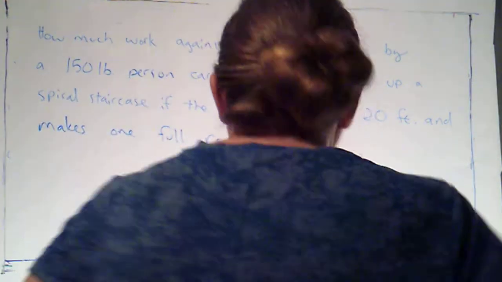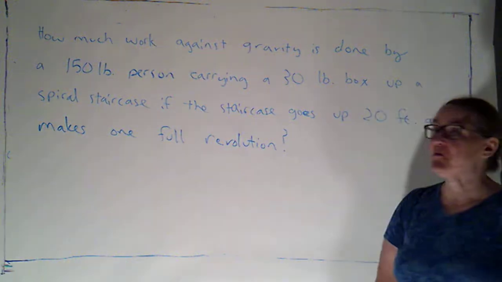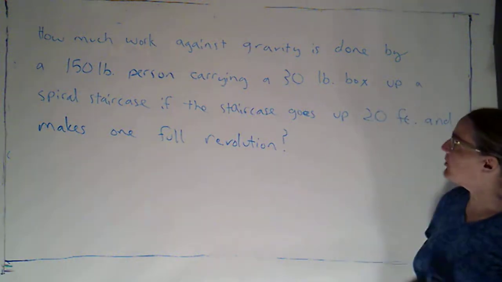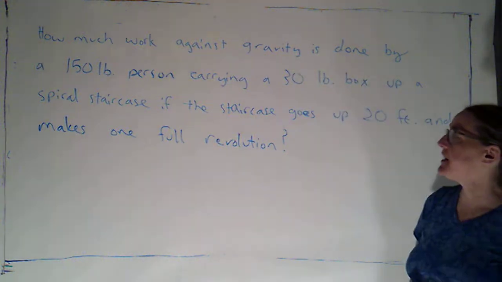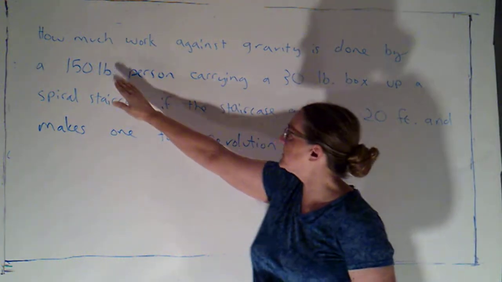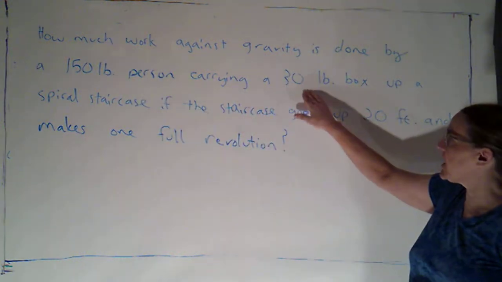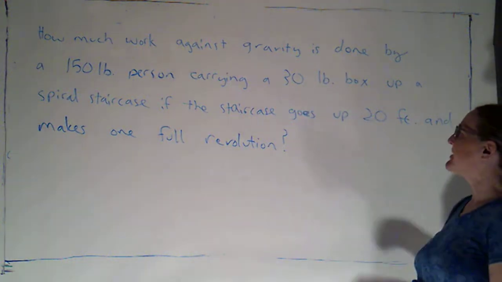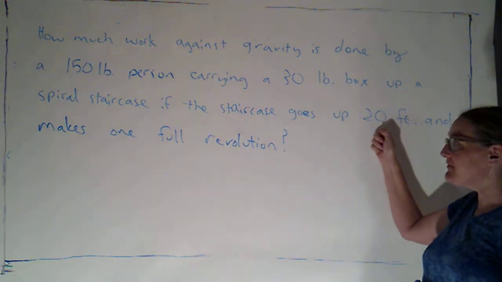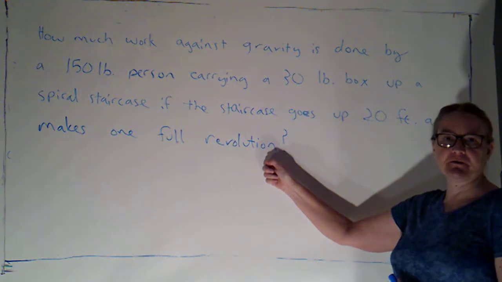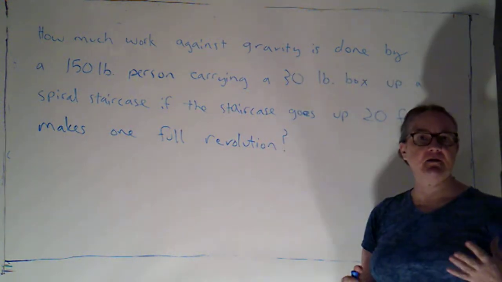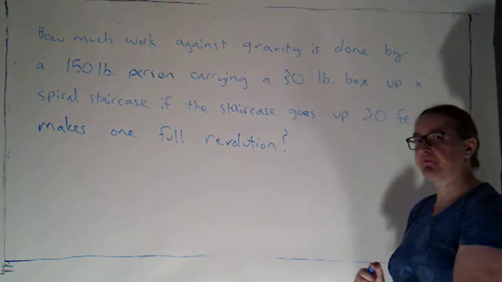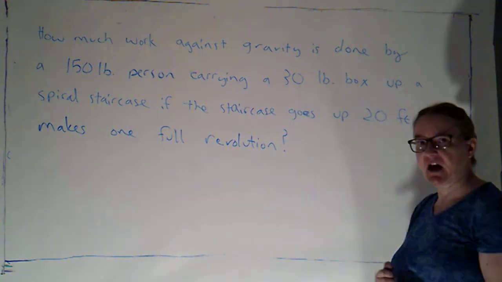Okay, I've got an example up here on the board of a work problem. I want to know how much work against gravity is done by a 150-pound person who's carrying a 30-pound box up a spiral staircase. The staircase is going to go up 20 feet and it's going to make one full revolution. Now notice I've specified that we're just talking about the work against gravity, so we're just talking about the vertical work that's being done.